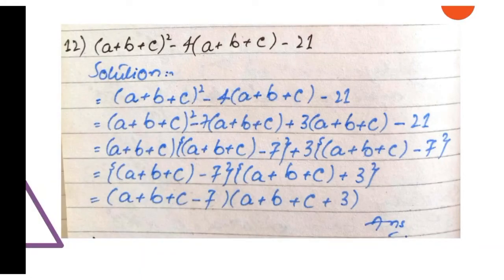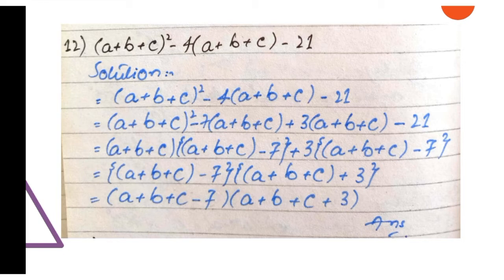Question number 12 is (a + b + c) whole square minus 4 into (a + b + c) minus 21. In the previous video you have learned about middle term breaking. Now this question is also going to be solved by that same method. We are going to split this middle term, minus 4 into (a + b + c).